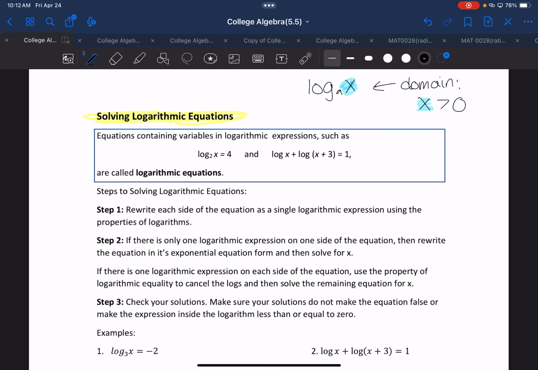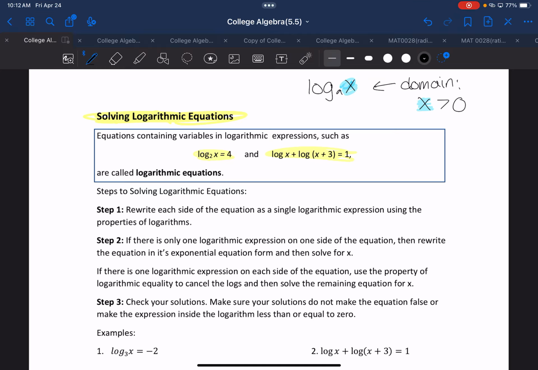Okay, but we're going to talk about that. So here are two examples of logarithmic equations. Of course these are just equations that have log expressions in them. And I have the steps here written on how to solve them. So we really don't need to learn any new properties. We've already learned all the properties that we need to know to solve these, actually.